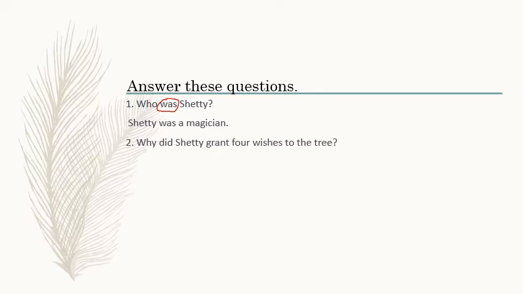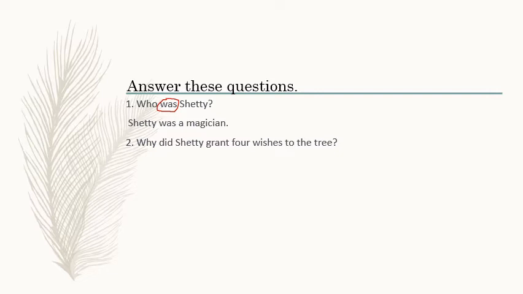Now the next question. Why did Shetty grant 4 wishes to the tree? Again, we have to see the subject. So where is the subject? Why did Shetty grant 4 wishes to the tree? So in this sentence, who is there to reward something to the tree? So it is Shetty who is going to reward something to the tree. So again the subject here is Shetty.